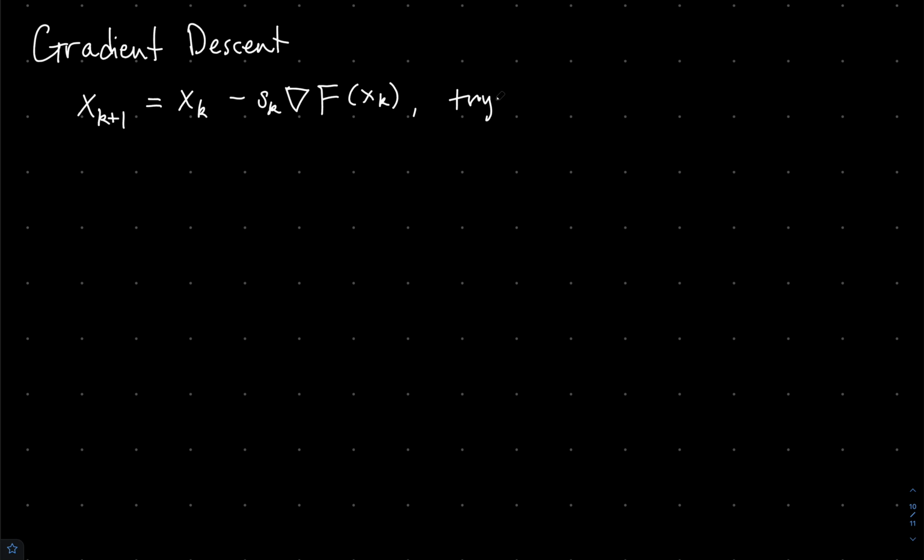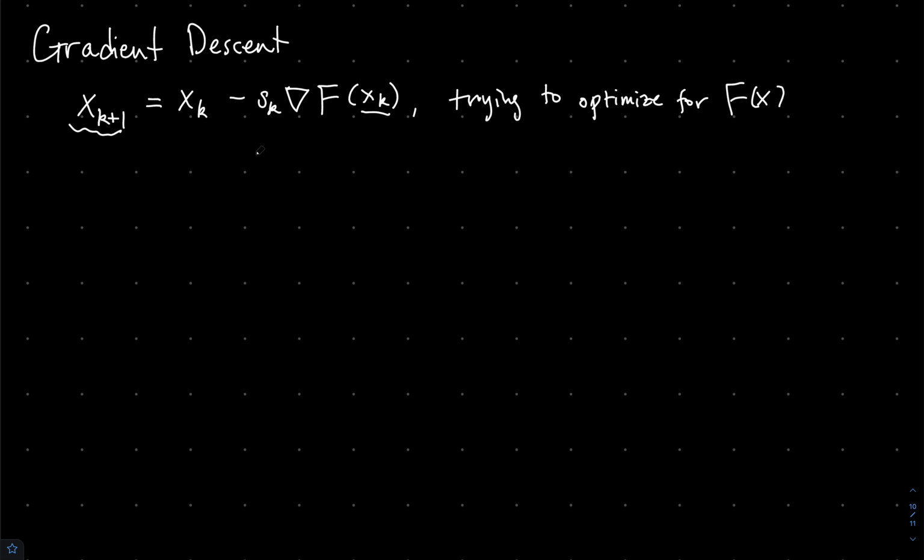We're trying to optimize for f, and f is a function of x. So we start at some value xk, and then we keep updating that value to xk plus 1, xk plus 2, and so forth iteratively until we arrive at some optimal point x star that minimizes f.